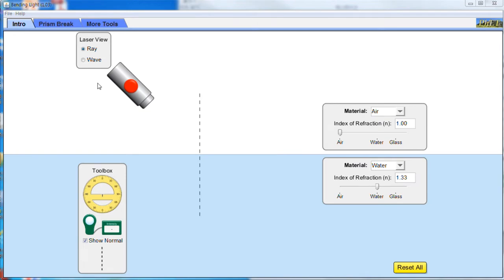Okay, so let's turn the laser beam on. As I just said, we will study the relations between the angle of incidence, which is here, the angle of reflection, which is here, and also the angle of refraction, which is here. Remember, these angles are all measured with respect to this vertical line. This is not the angle of incidence. This part is the angle of incidence.